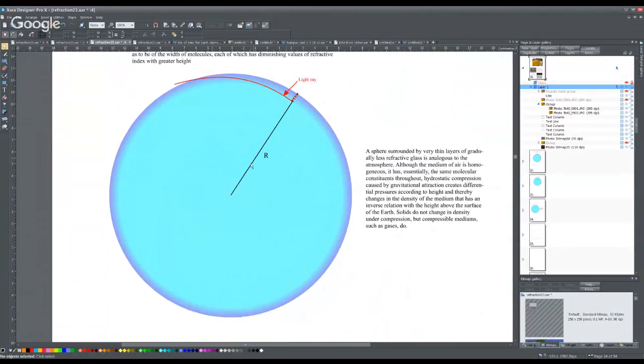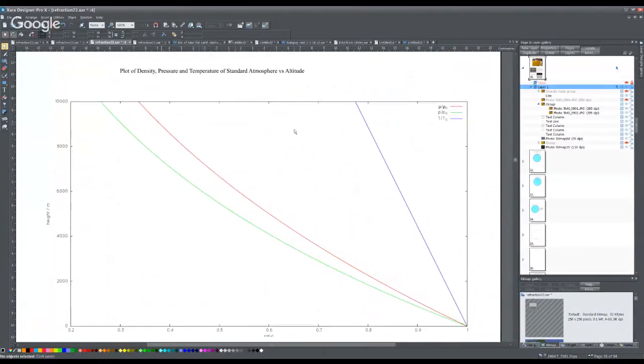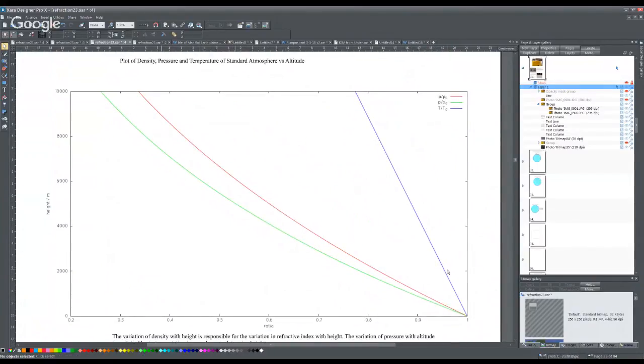And so the effect of that is, oh yes, and here's the atmosphere behaving like those layers of glass. This diagram shows that the refractive index of the atmosphere is dependent on its density, and that changes with height. So on the left-hand side here, we have the height in the atmosphere. This is a table, and along the bottom we have the ratio against the pressure, density and temperature at ground level.